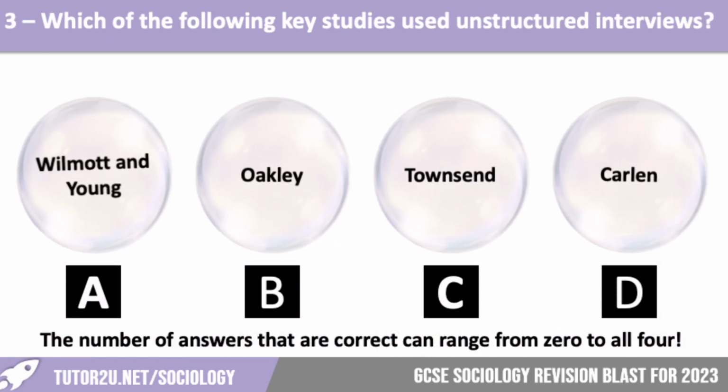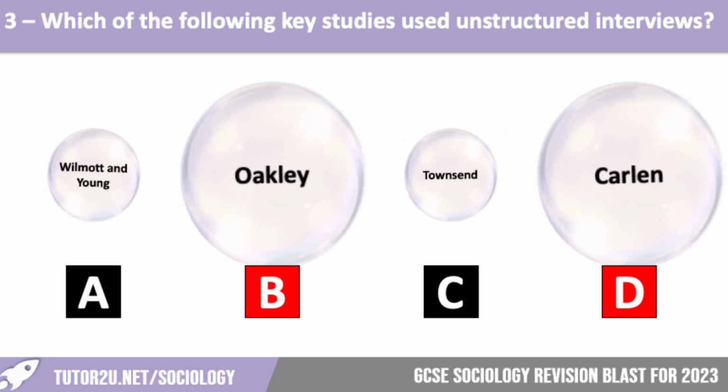Number 3, which of the following key studies use unstructured interviews? So Wilmot and Young, Oakley, Townsend, or Carlin? Okay, again, we'll just leave that up for a moment. Let's reveal the answer. So Oakley and Carlin, it was really important, particularly in Pat Carlin's study, because she was talking to women who had been sentenced into prison because of the crimes that they had committed. So the idea of an unstructured interview would be used to gain that trust, that real important trust rapport between interviewer and interviewee that you can't really get with other types of surveys.